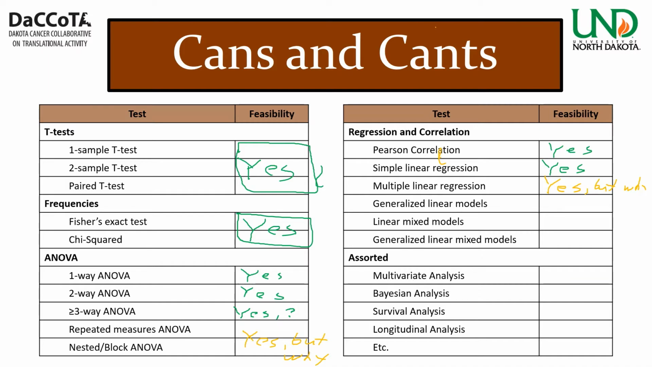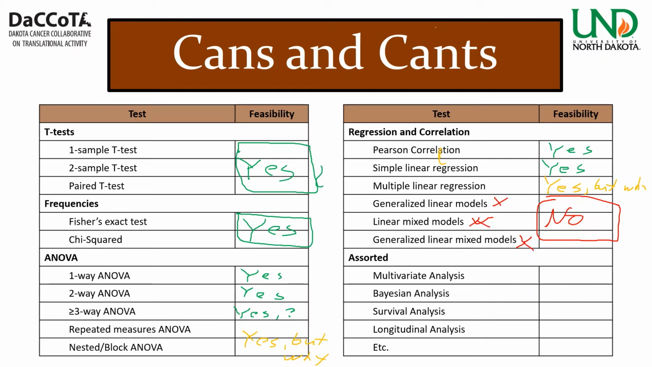And for these last ones here, generalized linear models, linear mixed models, and generalized linear models, these are all going to be no. Pretty big no here. Especially the linear and mixed models and generalized linear, no for sure. This is the generalized linear models, which includes things like logistic and Poisson regression. Some of them might conceivably be able to do by hand, but for all intents and purposes, no. So these are all no.